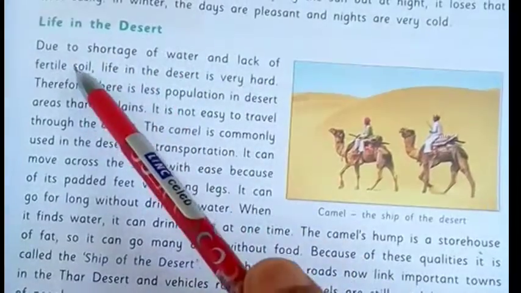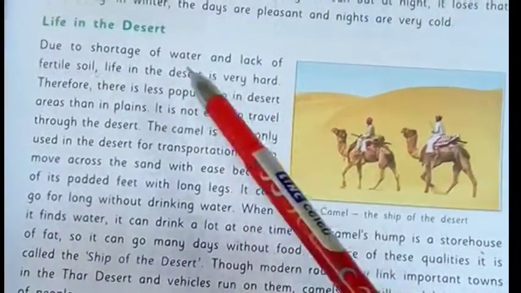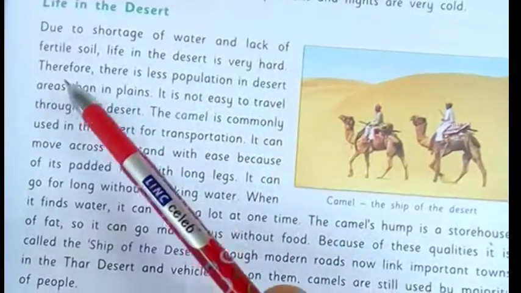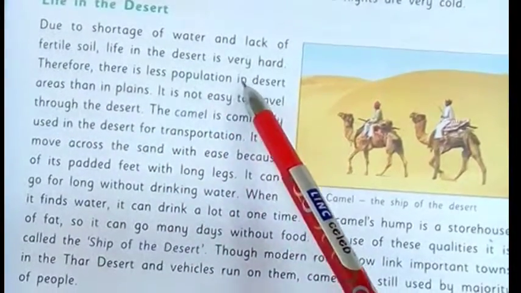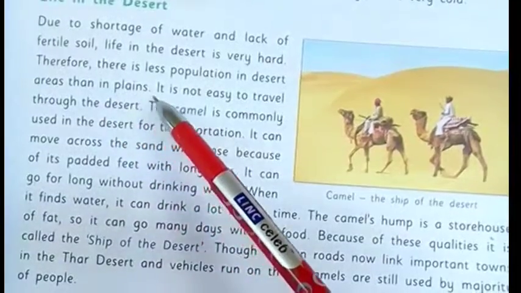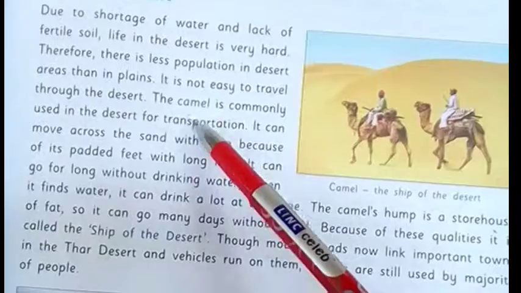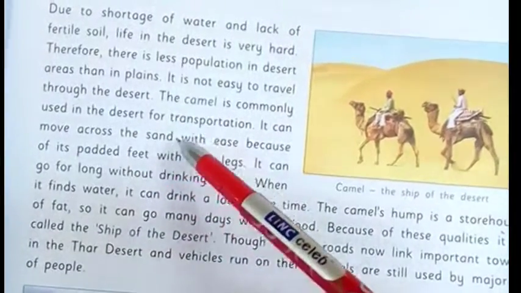Life in the desert. Due to shortage of water and lack of fertile soil, life in the desert area is very hard. Therefore, there is less population in desert areas than in plains. It is not easy to travel through the desert. The camel is commonly used in the desert for transportation.